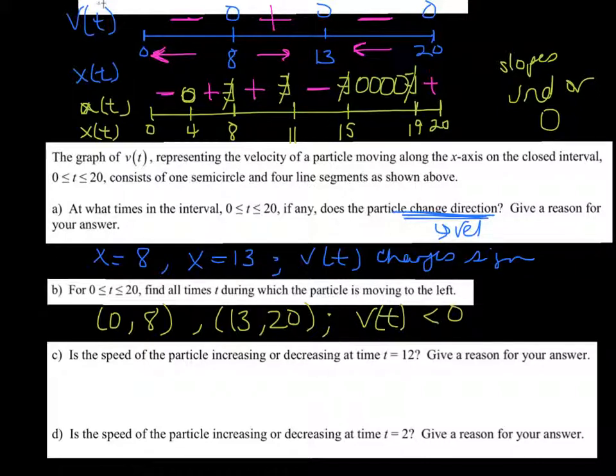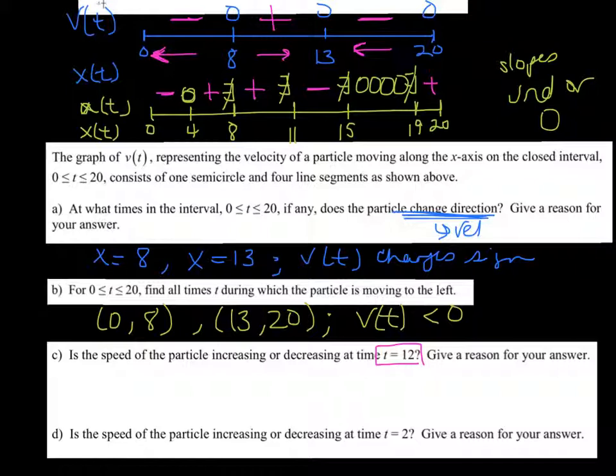Okay, next one. The next two questions are talking about the speed of the particle. So let's just review for a second. In order for the speed to be increasing, for the particle to be speeding up, the velocity and acceleration need to have the same sign. The speed of the particle will be decreasing, or it will be slowing down, when the velocity and acceleration have opposite signs.